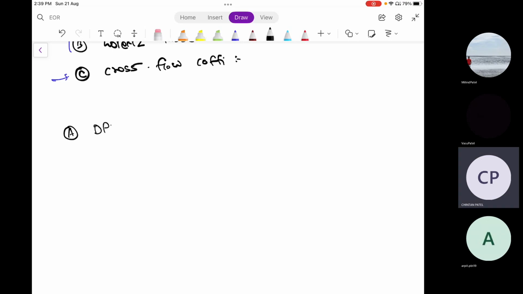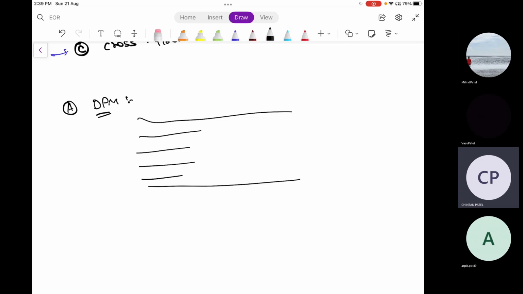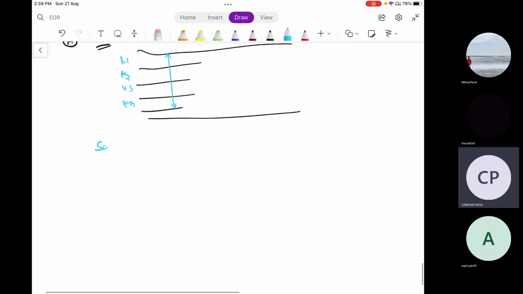Let's say DPM, the Dykstra-Parsons model. So what we are going to do, let's say this is my reservoir and this is my layer where we have a different value of K. We are going to collect samples along a particular vertical line. So now we have a sample set K1, K2, K3 up to Kn.